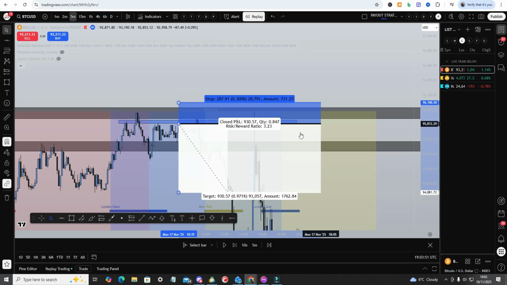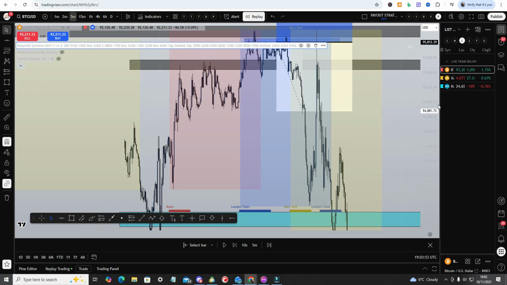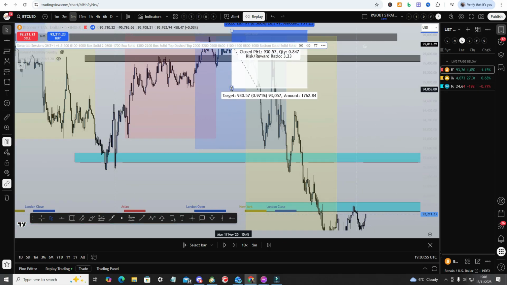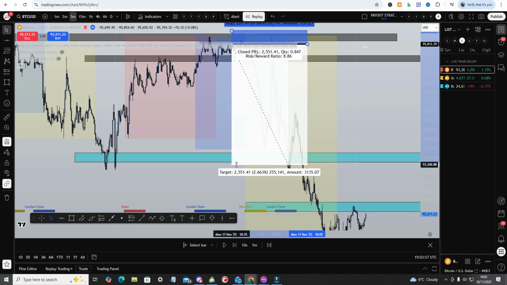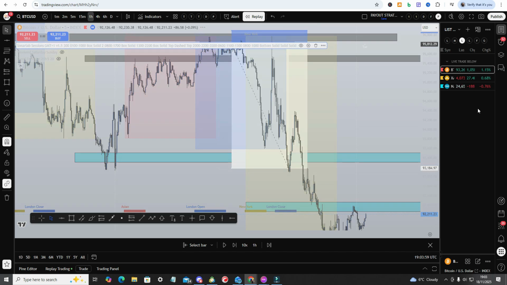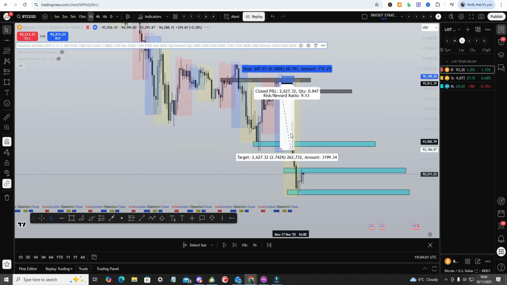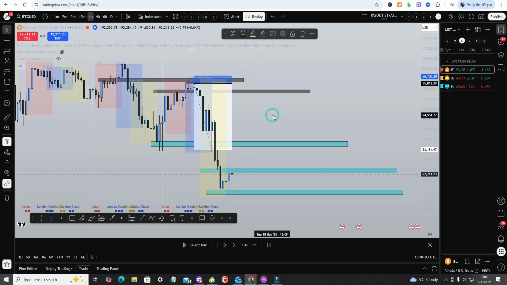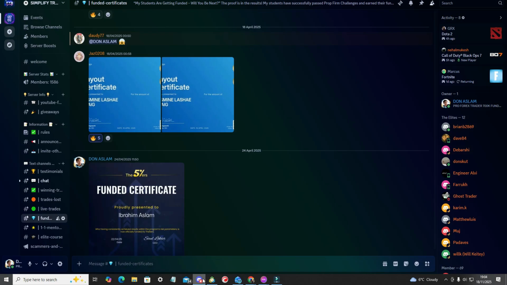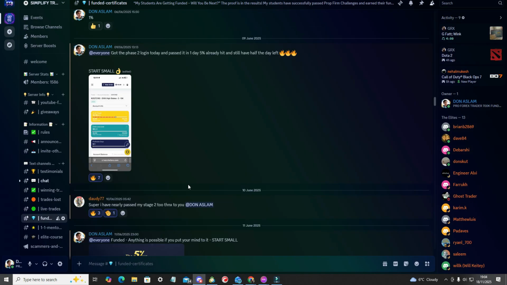Look at this, above the zones. How simple is that? How simple is that? Monster. Sometimes I do use the head and shoulder as confluences as well, but again, there's a reason, guys, why I pass prop firm challenges in 1 or 2 days.